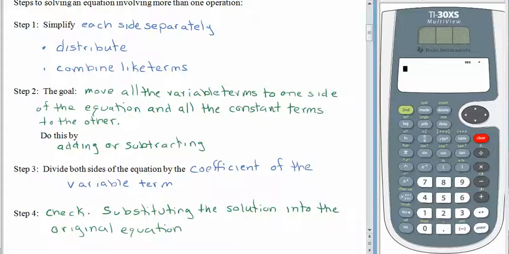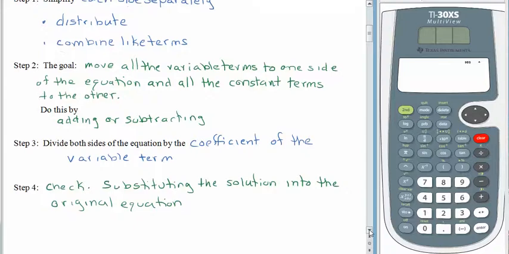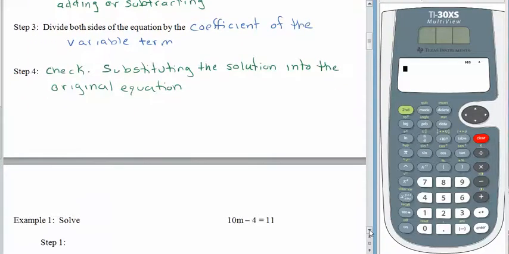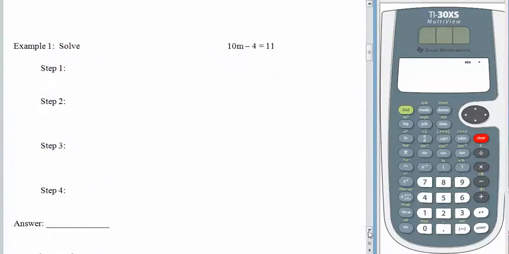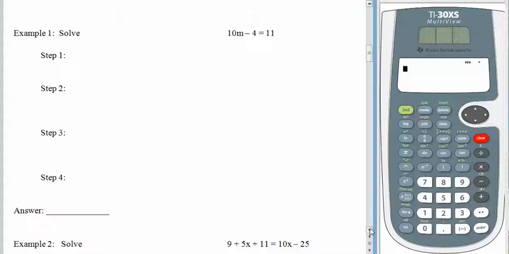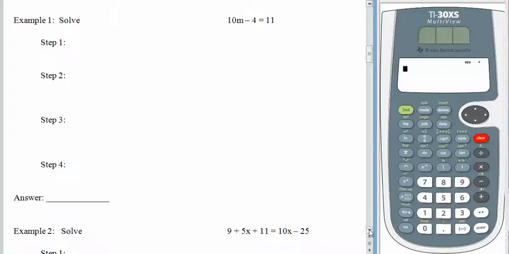All right, so let's get started. It sounds like a lot, but it's really not so bad. I'll try to help you keep track of the steps as we go through. So let's start with the first one that we had written up above, 10m minus 4 is equal to 11.